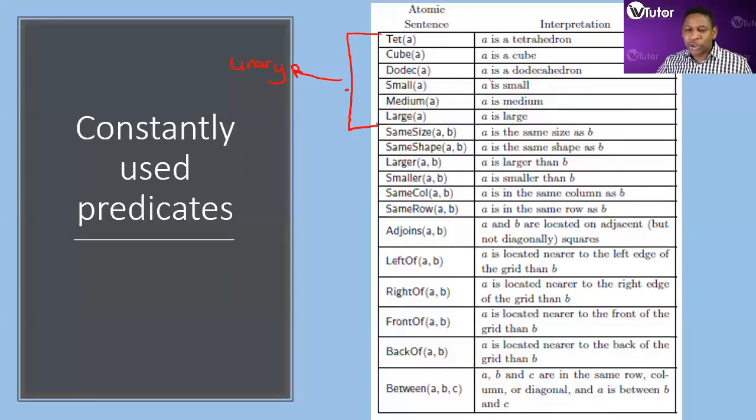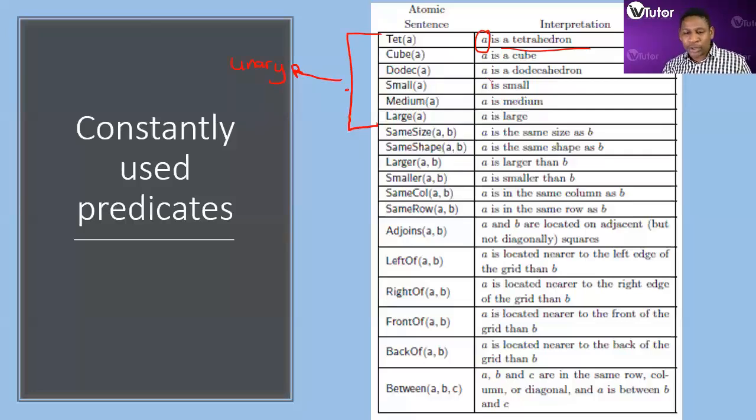Now with these unary predicates, what's going to happen? You cannot have them taking anything more than one input or less than one input. They have to take exactly one input. So the subject is described as is: A is a tetrahedron, state A. Cube A is a cube. Dodec A is a dodecahedron. Small A is small. A is medium, A is large.